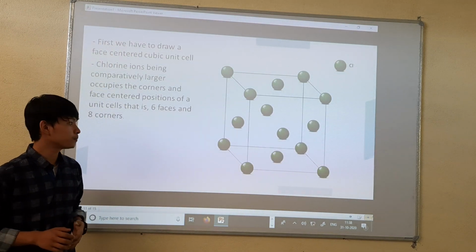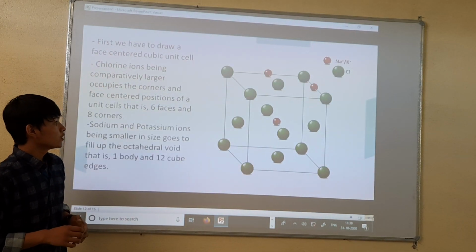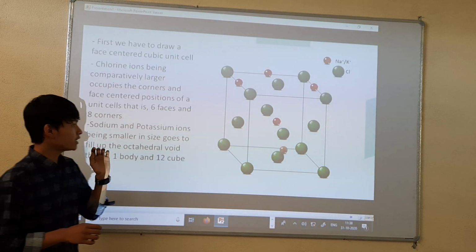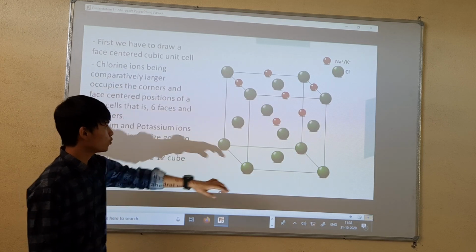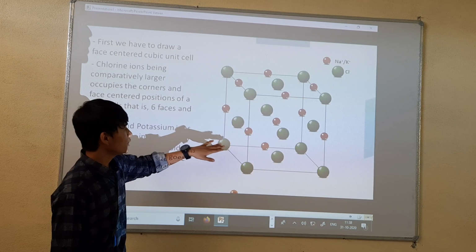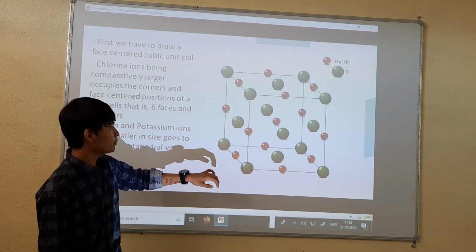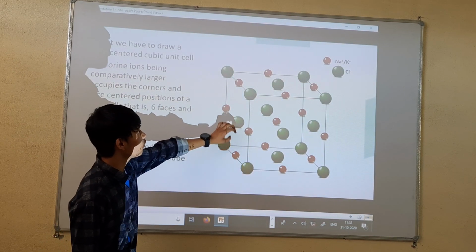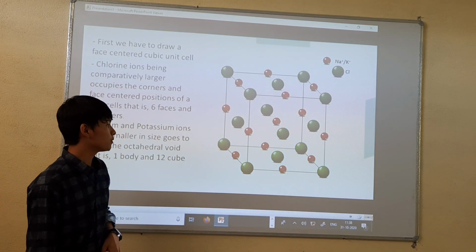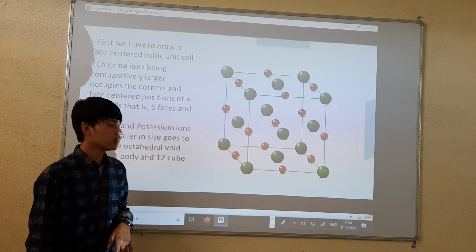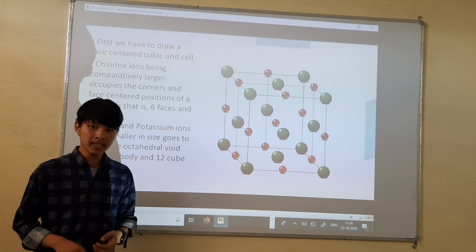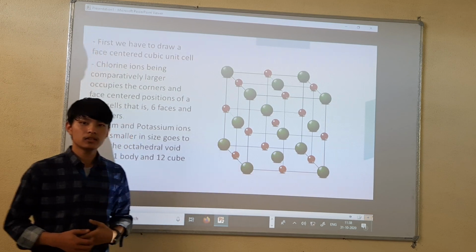After that we have to add sodium or potassium. They will fill up the octahedral voids. The octahedral voids in the unit cell are present one at the center of the unit cell and 12 at the edges of the cube. That means we have a total of 13 Na positive or K positive ions in our unit cell. And after that we have to adjoin the ions to their surrounding ions, hence getting our crystal structure of NaCl or KCl.